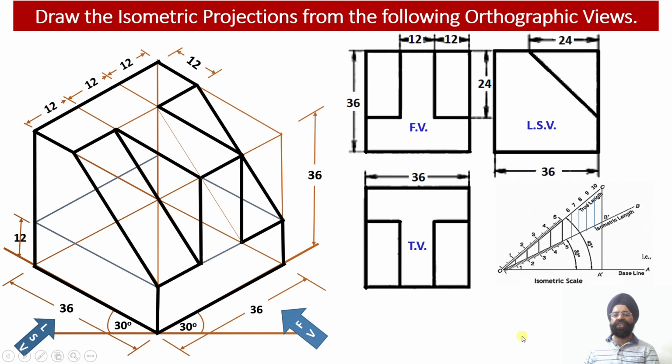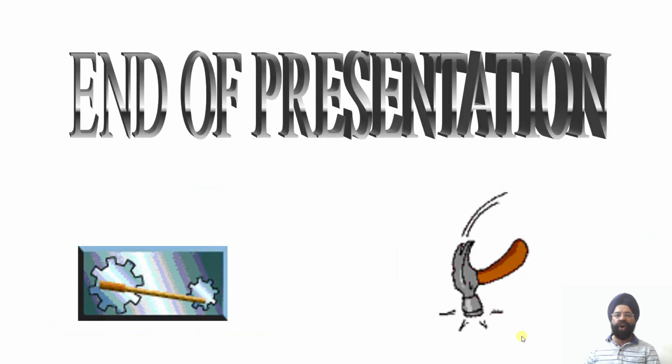So this is the construction of the isometric projections of the solid, wherein the orthographic projections or the orthographic views of the solid were made available to us. So this is all for today.